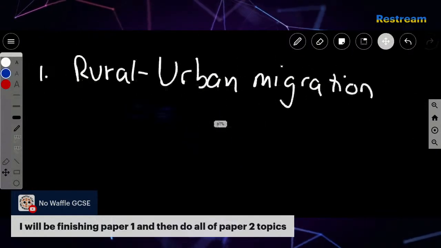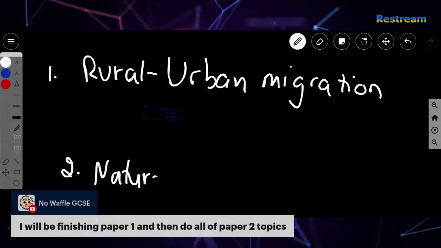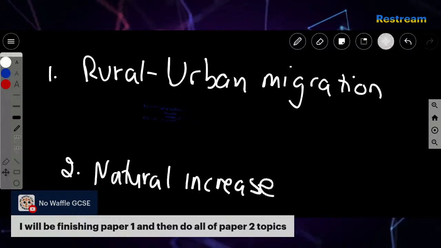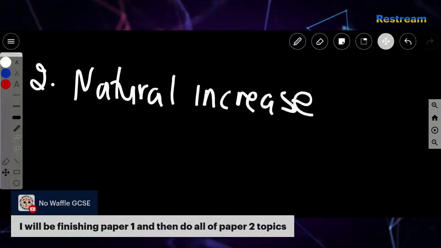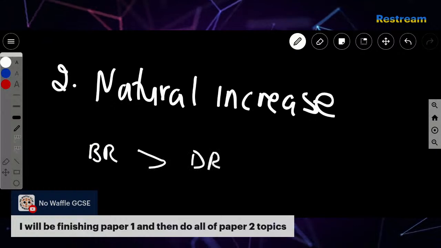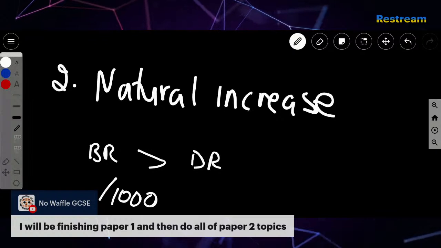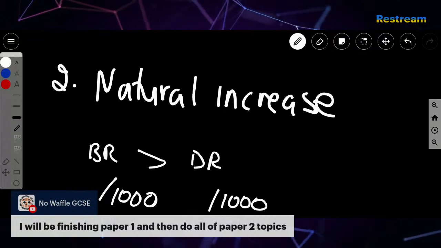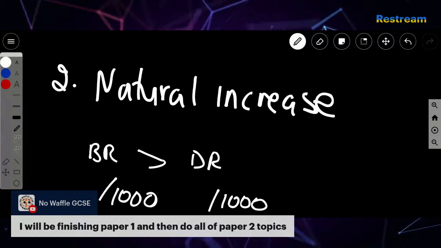Now, another reason that causes urbanization is natural increase. Now, what do we mean exactly by natural increase? So, natural increase is just when the population's birth rate exceeds the death rate. So, birth rate is how many people are born per thousand people, and then death rate is how many people die per thousand people. So, when the birth rate exceeds the death rate, this then means that the population is increasing, and therefore that is why it's called natural increase.